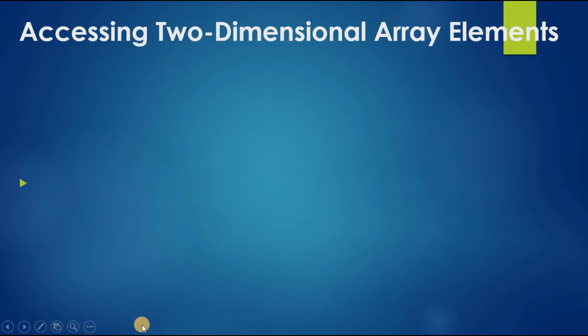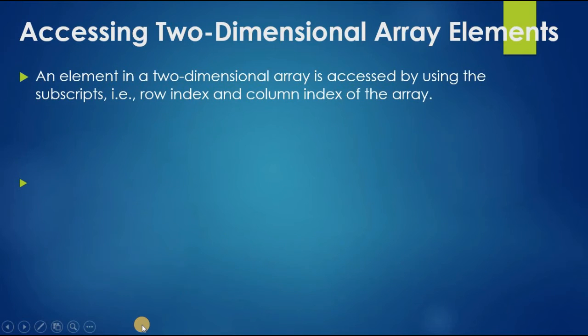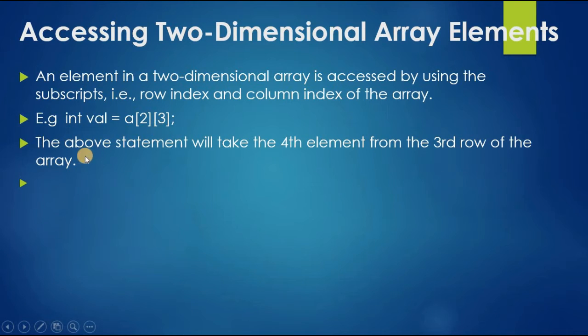Accessing two-dimensional array elements. An element in a two-dimensional array is accessed by using the subscript, that is, the row index and the column index of the array. For example, int val = a[2][3]. This accesses the element from the third row and the fourth column. The above statement will take the fourth element of the third row of the array.